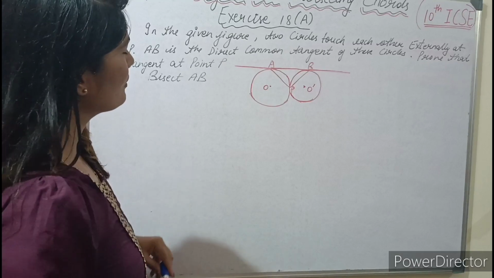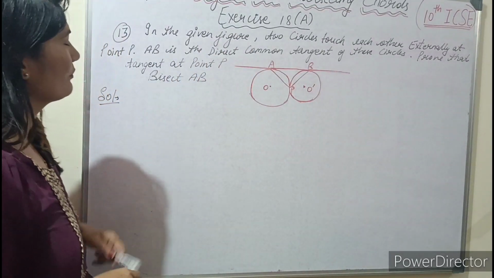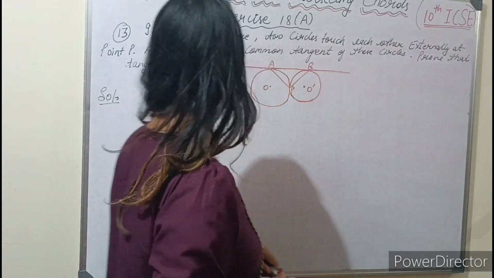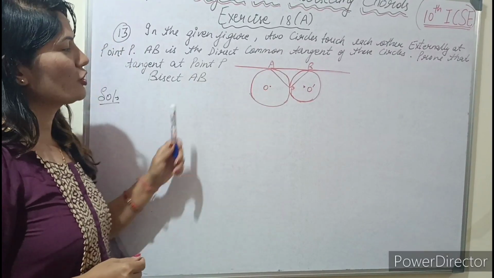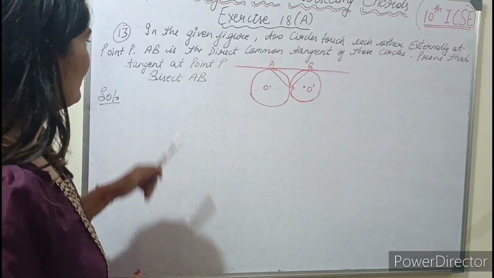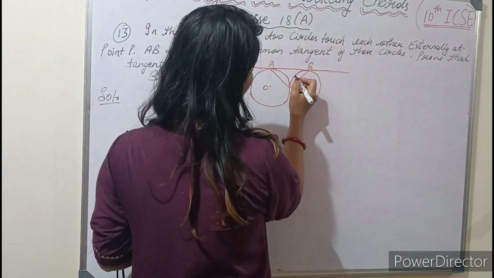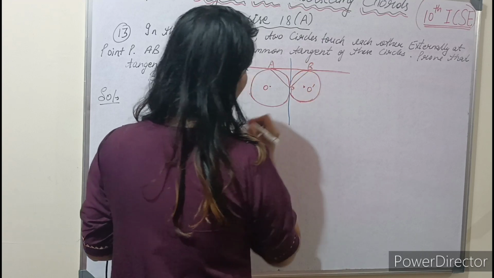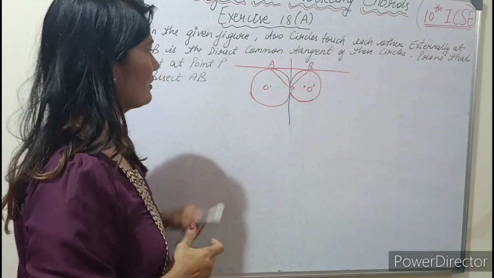In the given figure, two circles touch each other externally at a point P. AB is the direct common tangent of these circles. Prove that the tangent at point P bisects AB. So in this case, first of all, you will draw a tangent passing through the point P. This is the tangent.